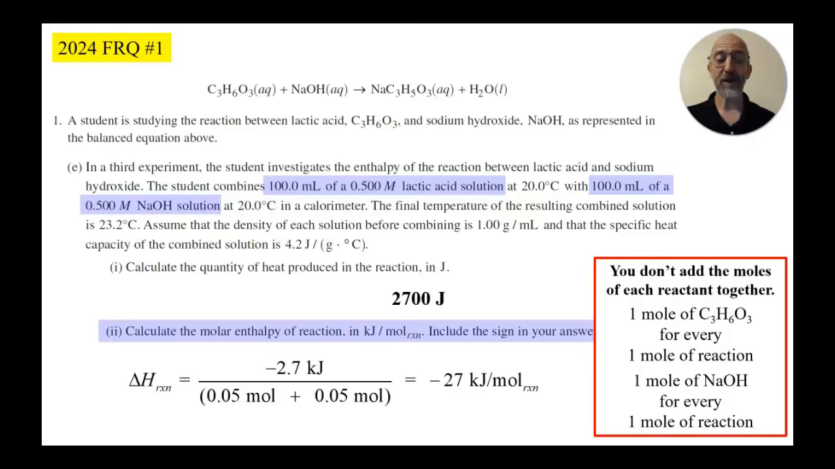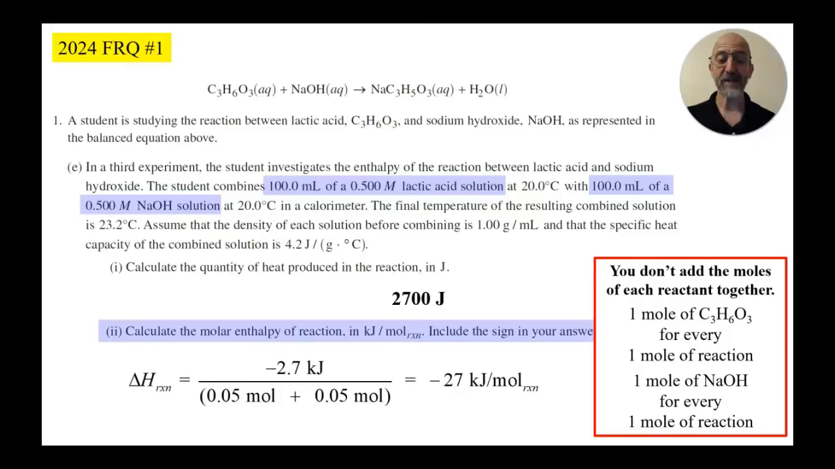So why not? Well, there's 1 mole of lactic acid for every 1 mole of reaction. There's 1 mole of sodium hydroxide for every 1 mole of reaction. If I add the moles together, that is not mole of reaction. That would be twice as many moles as I should. So it's either reactant, but not both of them added together. So my answer on my calculator is incorrect.